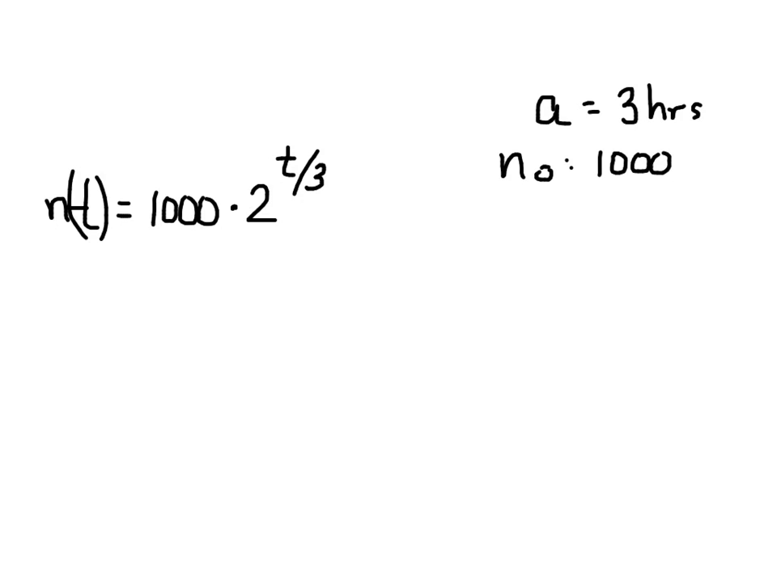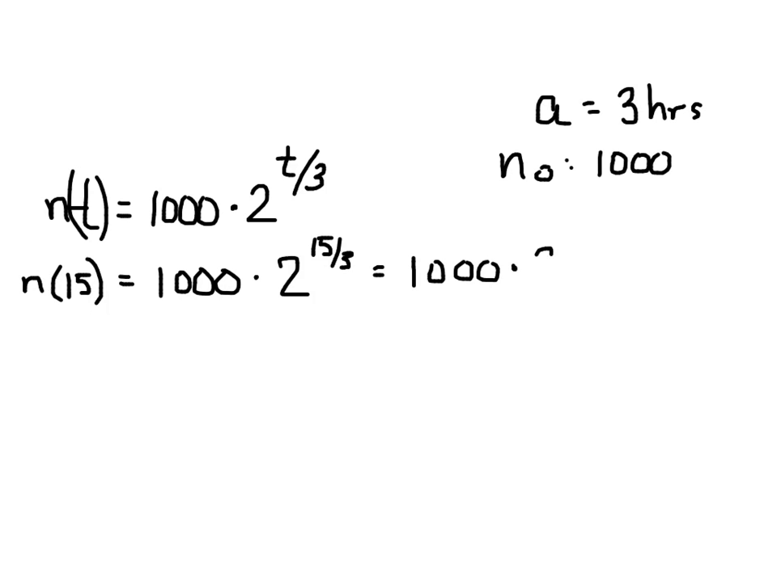Part B, how many bacteria are in the colony after 15 hours? So we're going to put 15 in for t and see what we get. We take 1,000 times 2 to the 15 divided by 3. First of all, 15 divided by 3 is 5. Then 2 to the 5th is 32. And 32 times 1,000 is 32,000 bacteria. Once you get that formula, you just plug in the numbers that you know or what you're looking for and see what you get.